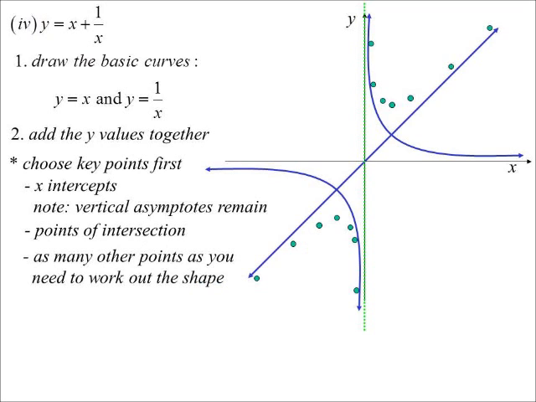So as many points as you need, there's a whole heap I ended up plotting. It means you need to get an idea of what the shape's doing and then draw it in. And there's our graph, y equals x plus 1 on x. Isn't it pretty?